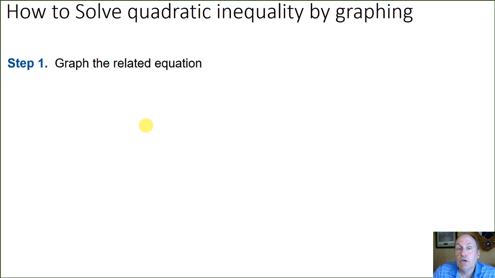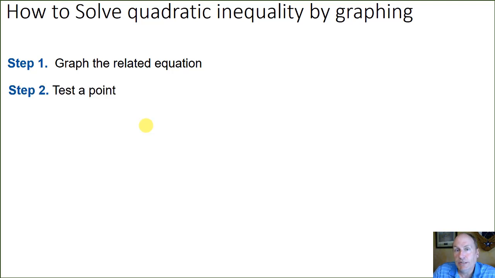You're going to graph the related equation, and by related equation I mean turning the inequality into an equation with an equal sign and then solving that. Now with quadratics it's a little bit more complicated. You might have to use the quadratic equation or factoring or some other method. You're going to find the solutions to that, which represent the boundary of the inequality.